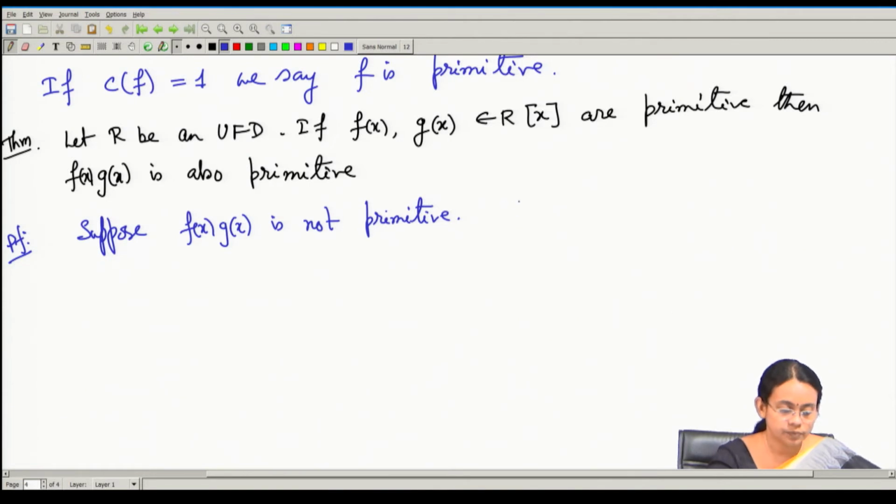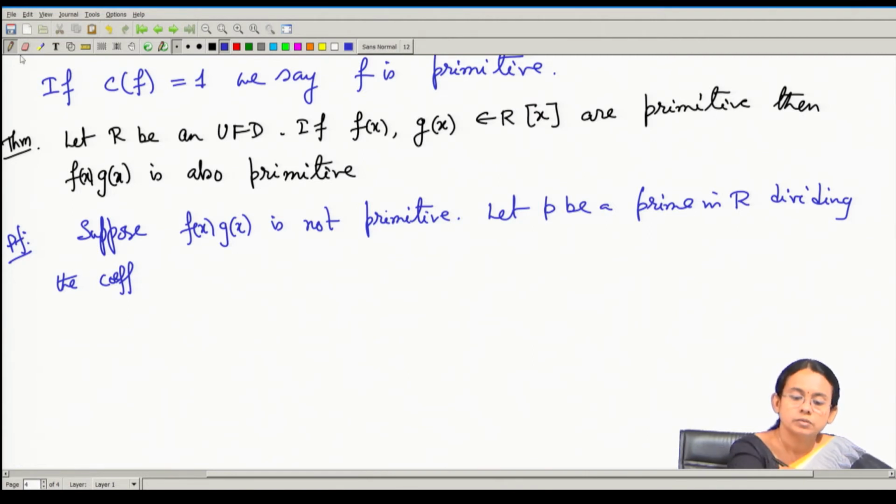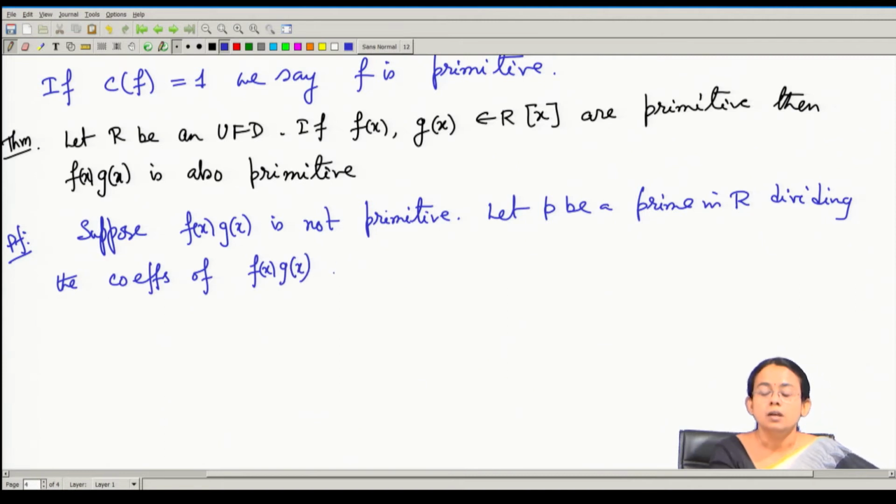So, let p be a prime in R dividing the coefficients of f(x)g(x). That means all the coefficients of this product polynomial are divisible by this prime element p, because the product is not primitive, so it will have a prime divisor. Now, I will consider the following map. Consider the natural map.